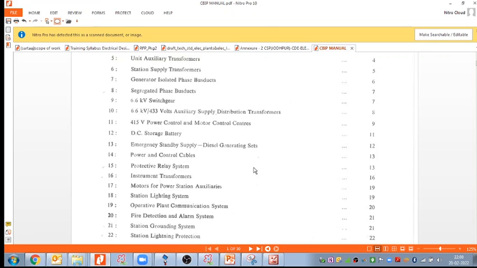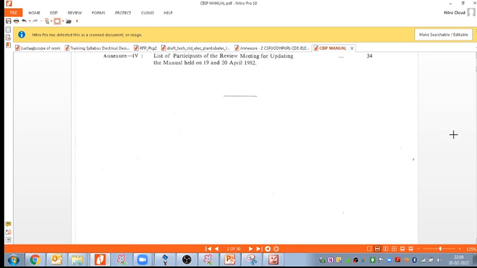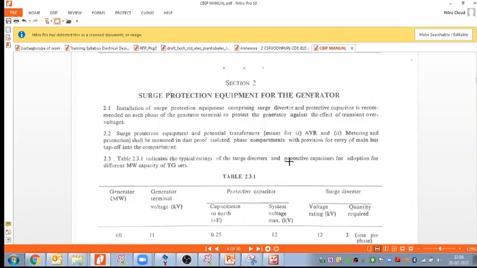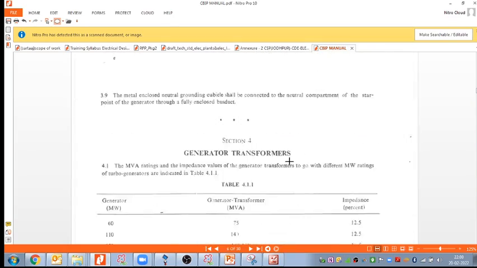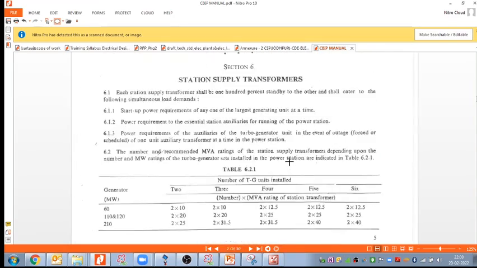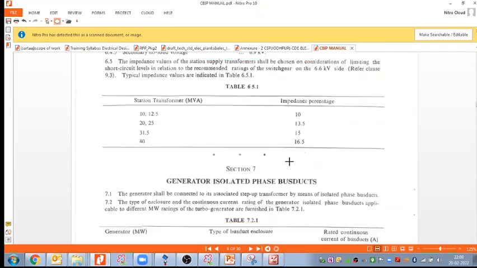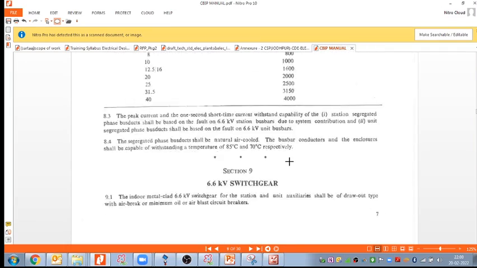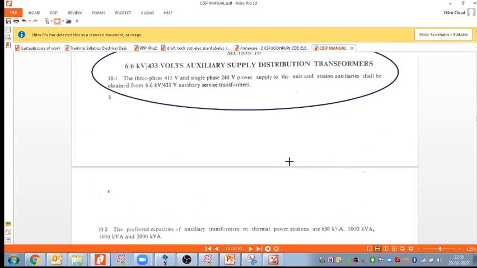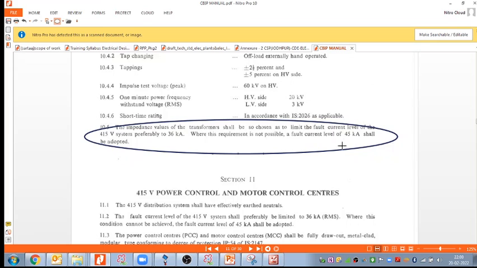As per this manual, when we read this manual, we found that for the LT system, the fault current rating should not be more than 45 kiloampere. Now, how can I modify the fault rating, because my trafo rating is 2.5 MVA? How can I reduce my fault rating from 60 kiloampere to 45 kiloampere?